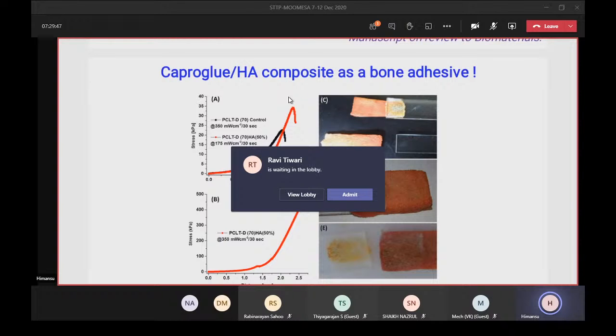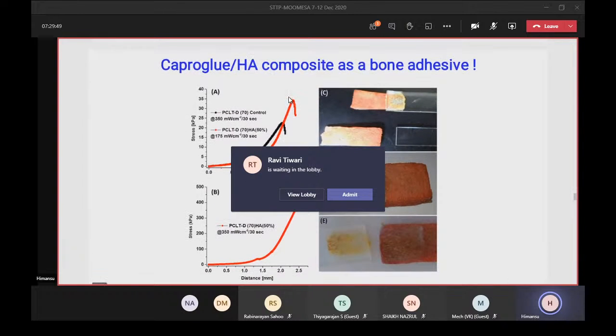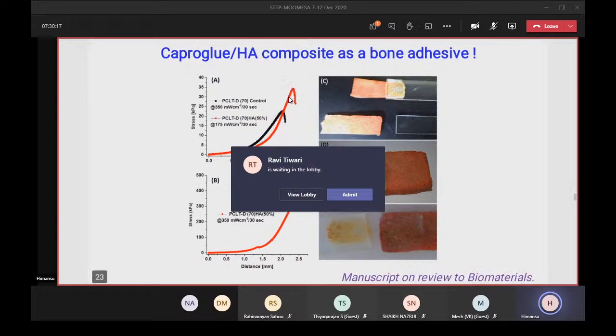And one interesting phenomenon has appeared: the stress response is very high in the case of 70% hydroxyapatite, because this is a caproglue mixed with hydroxyapatite. We believe that hydroxyapatite is a kind of bone biomaterial. So we thought that we can mix hydroxyapatite into the caproglue formulation and directly use it as a bone joiner. Okay, so this is one of the evidence you can see here.